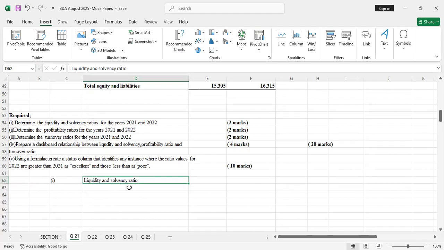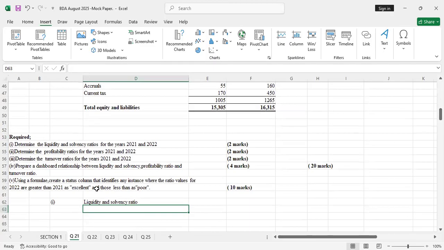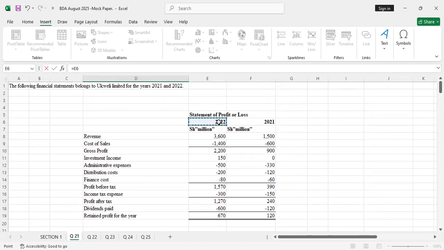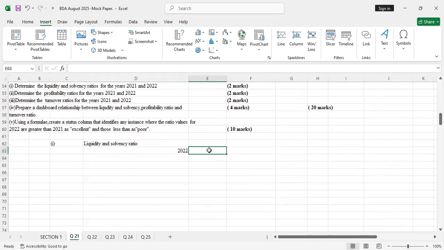So we'll say Roman 1, then you write liquidity and solvency ratio. So you, as a student, you have to know what liquidity and solvency ratio is. So the first one, we'll have the years, the way they appear. We have 2022 and 2021. Let me see if I drag, then it can copy the 2021. That's okay now. So we'll start with the first liquidity and solvency ratio, and that ratio is the current ratio. So we'll start with the current ratio.